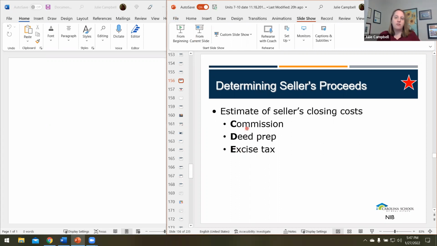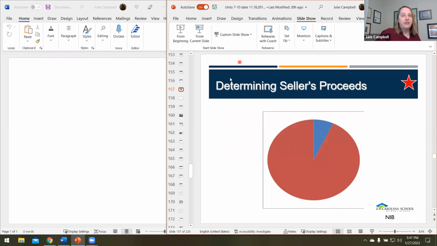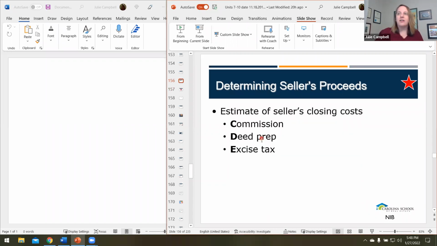So some of the seller's closing costs, I always say if you can remember your alphabet, you can remember commission, deed prep, and excise tax. Is everybody singing the alphabet song in your head right now? So unless you're told otherwise, the seller typically pays CDE.